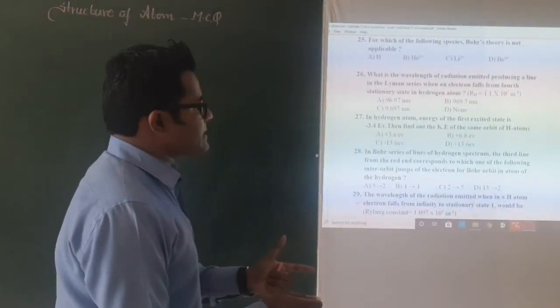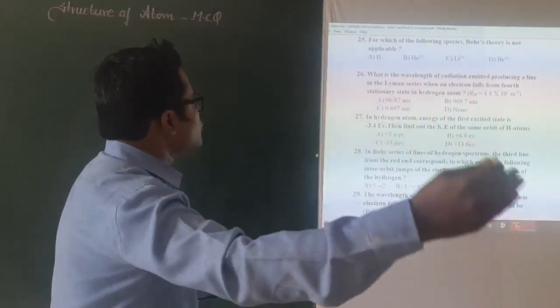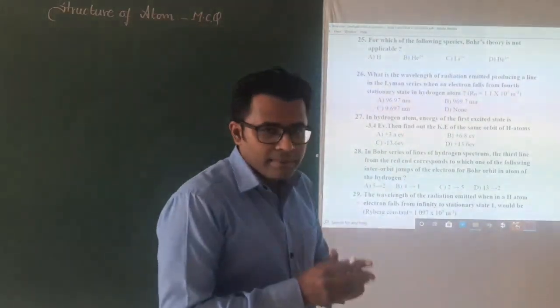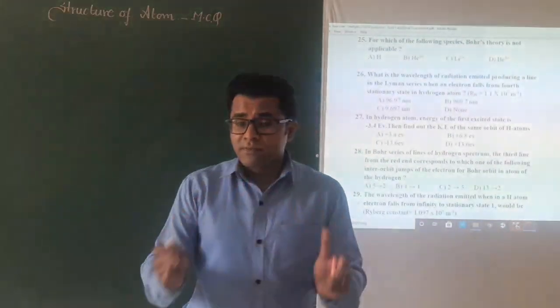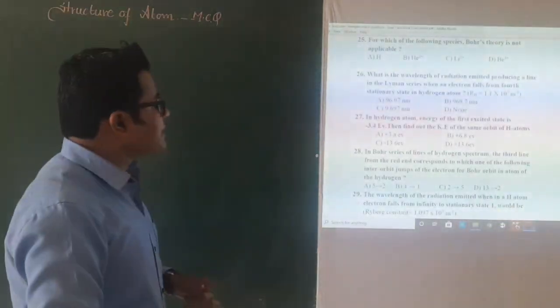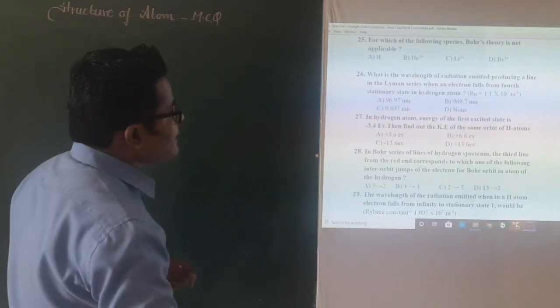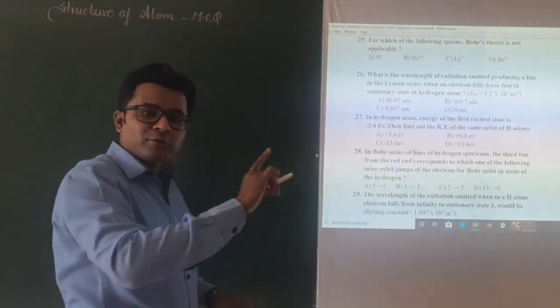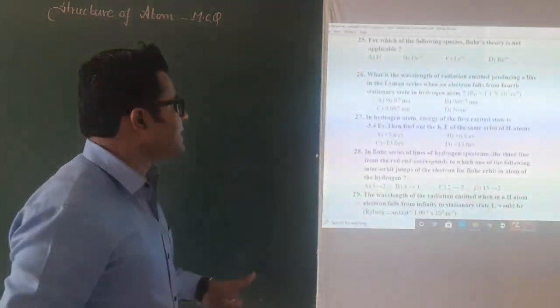Which of the following species is Bohr's theory not applicable to? Okay, so Bohr's theory is applicable to those particular atoms or species which have a single electron system. Now here it is a hydrogen atom. They are taking hydrogen atom, one electron system, perfectly done.